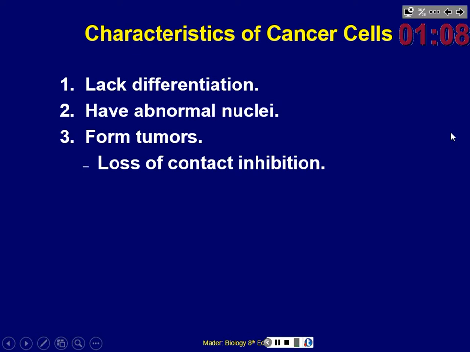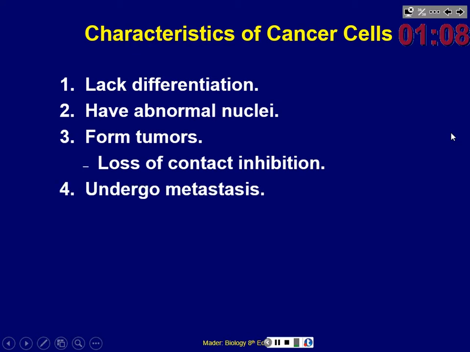Cancer cells don't do that. You put cancer cells in a dish with lots of nutrients, and they divide and divide and divide. And when they come in close contact with each other, they don't know they're supposed to stop. They divide and they grow on top of each other. They even grow out of the dish. So they've lost that contact inhibition.